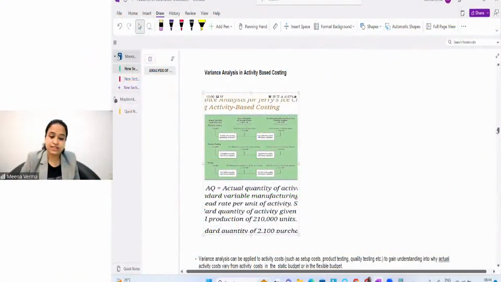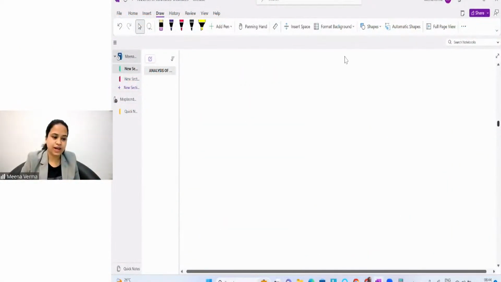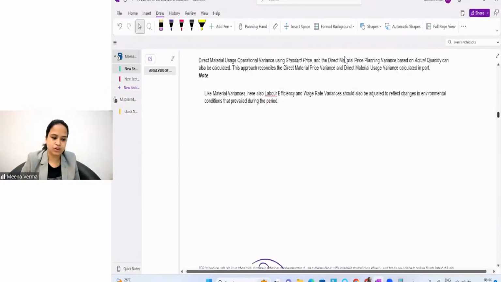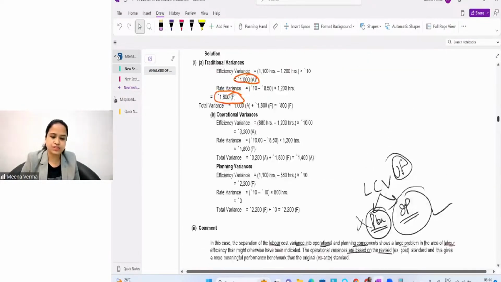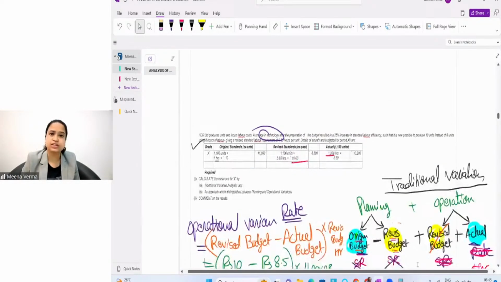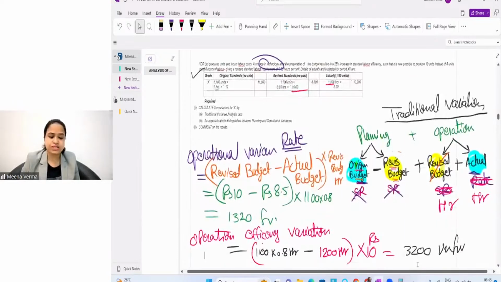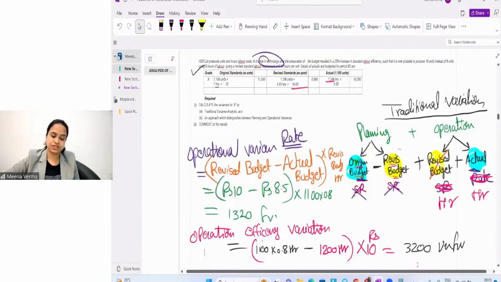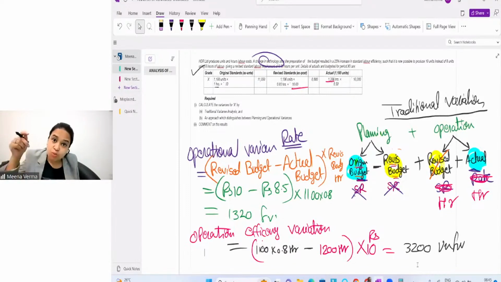So let's come back to the session. We have learned about the planning and operational variation, and you have studied the traditional variation, which we have already studied in our CA inter. We have just continued those traditional variation. But what is happening here? We are studying those traditional variation more in detail, right? और ज़्यादा घुस के देख रहे हैं, who is responsible for what.